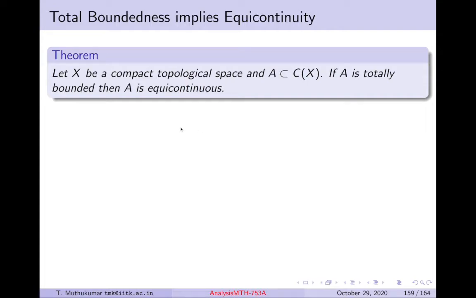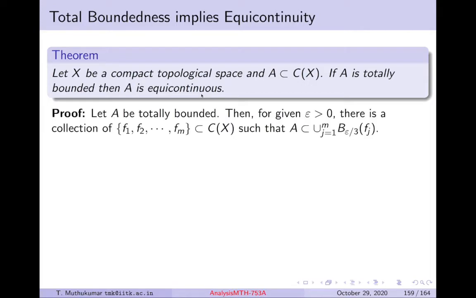Now let's prove a result about the fact that for a compact topological space, if you have a totally bounded subset of the space of continuous functions, then that subset is also equicontinuous. That is, total boundedness implies equicontinuity for a compact topological space. To prove this, take any subset A of C(X) and let's assume that it's totally bounded. So by definition of total boundedness, for any given epsilon, there is a finite collection of points f1, ..., fn from C(X) such that A is contained in the finite union of balls centered at these points with radius epsilon over 3. This is by the definition of total boundedness.